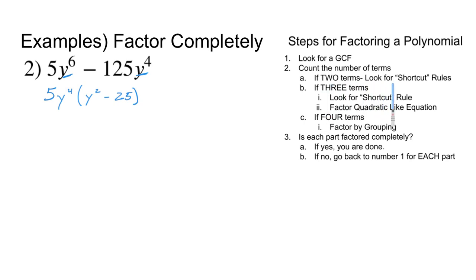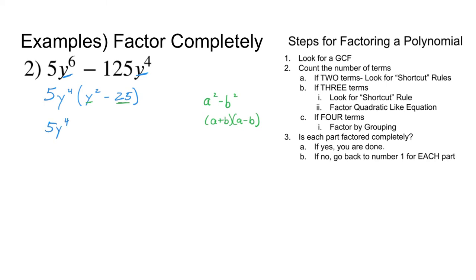I got 2 terms, so look for a shortcut rule. What I'm talking about here is the difference of 2 perfect squares. Remember that shortcut back from the first slide? It said that if it's in the form a squared minus b squared, or a perfect square minus another perfect square, I can rewrite it to be a plus b times a minus b. That's what I got going on here. I got two perfect squares with y squared and 25, so I can rewrite that.